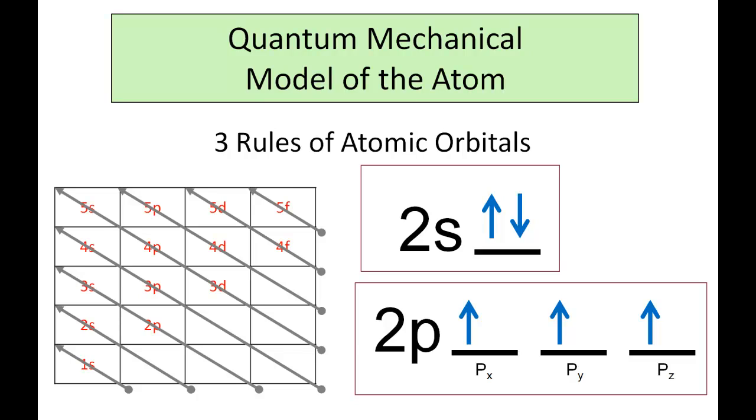So as a recap of your 3 rules of atomic orbitals, we have the Aufbau principle telling us the order at which electrons are filled in energy levels. We have the Pauli exclusion principle stating that you can only fit 2 electrons in one orbital and they have to counteract spin. And we have the stinky bus rule, or Hund's rule, telling us that you have to fill equal energy orbitals before you go back and pair up.